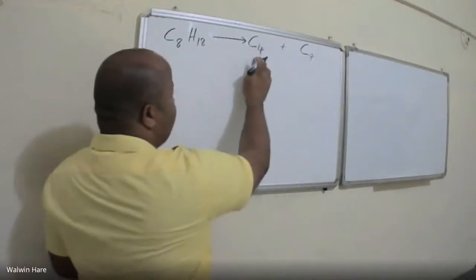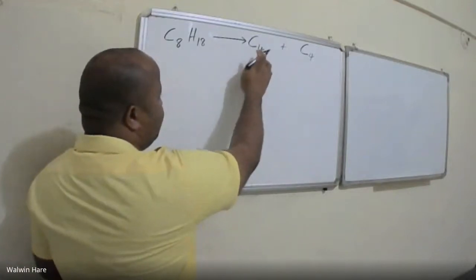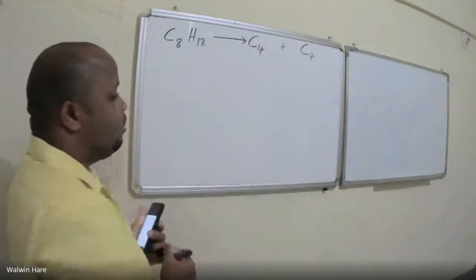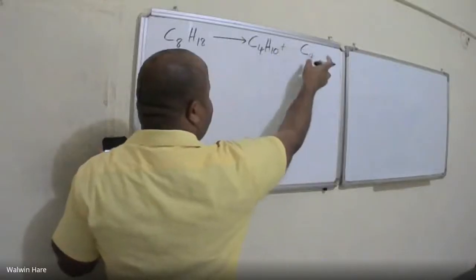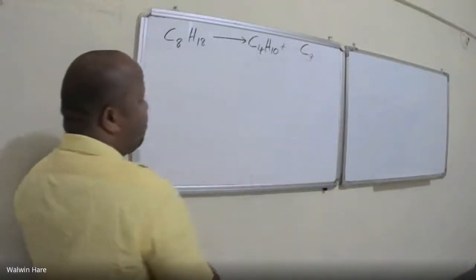Now one must be an alkane and one must be an alkene. If this one is the alkane, how many hydrogens should it have? 10. Right. And if this is the alkene, it should have 8. Right.